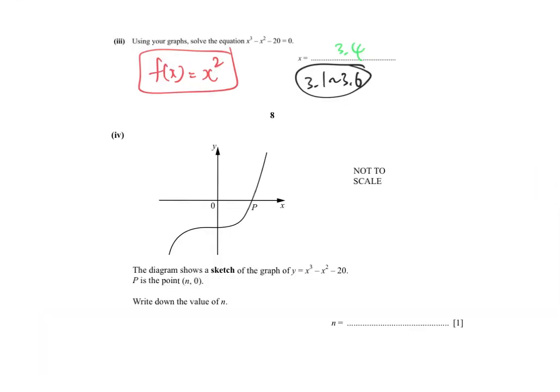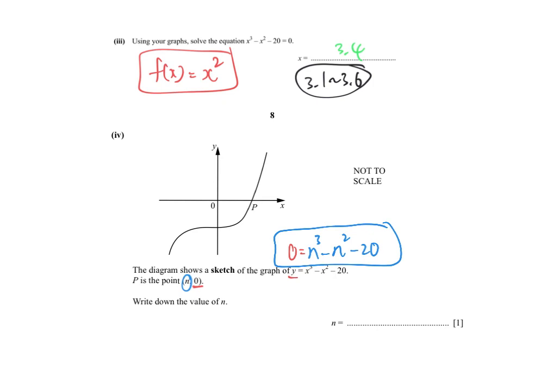So here we come to question 3F, part 4. Here we got another graph, but it doesn't matter. So let's see what this graph is. y equals x cubed minus x squared minus 20. And then P is the point where x is equal to n and y is equal to 0. We want to find the value of n, so we put this back into x and y. So y will be 0. So 0 will equal n cubed minus n squared minus 20. So we need to solve this.